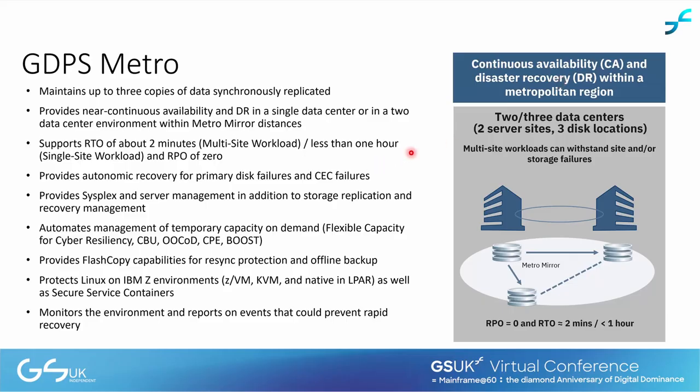Now, with GDPS Metro, which is the data, it maintains 3 copies of data synchronously replicated in your environment. You can have 2 to 3 data centers, 2 server sites, and 3 different disk locations. This offering under the GDPS umbrella allows for continuous availability because we're always synchronously sending information to our DR site, whether it's from a single data center or to 2 data centers. We're able to do this over a metro distance. In addition to that, we also allow for disaster recovery practices at a metropolitan distance.